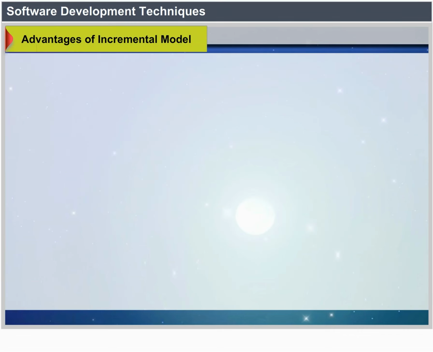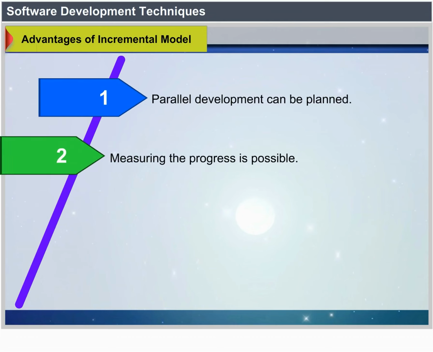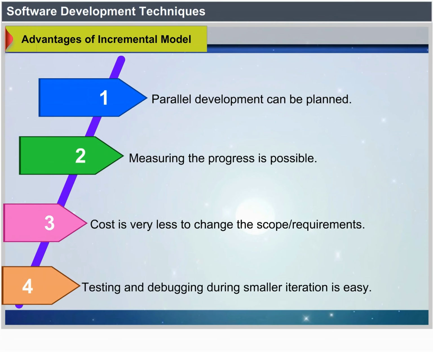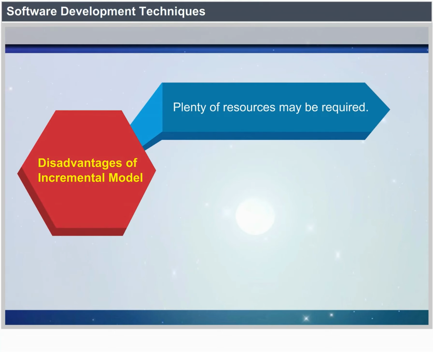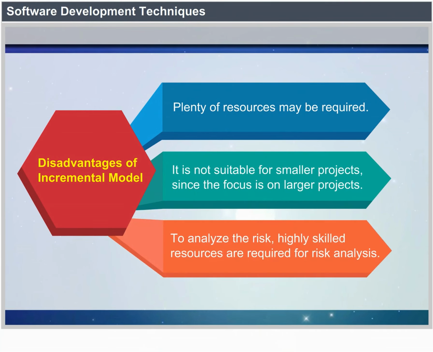Advantages of incremental model. Parallel development can be planned. Progress can be measured. Less costly to change the scope or requirements. Testing and debugging during smaller iteration is easy. Drawbacks of incremental model. More resources may be required. Not suitable for smaller projects. Highly skilled resources are required for risk analysis.